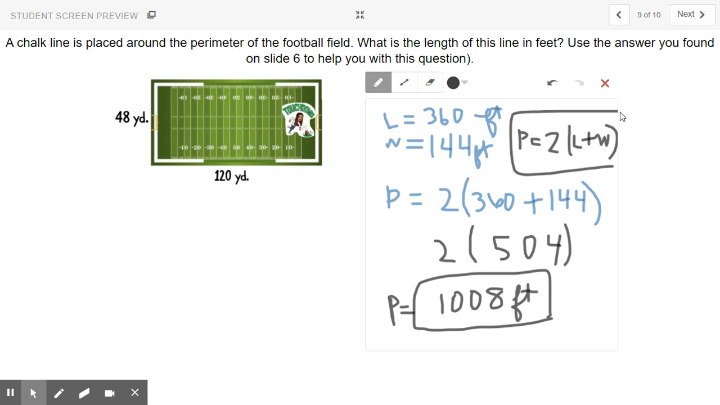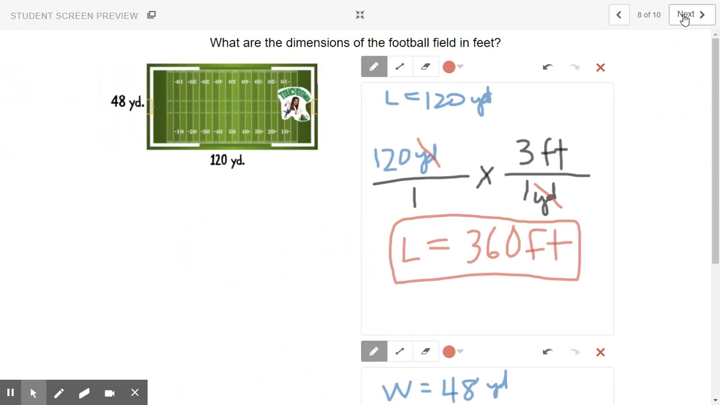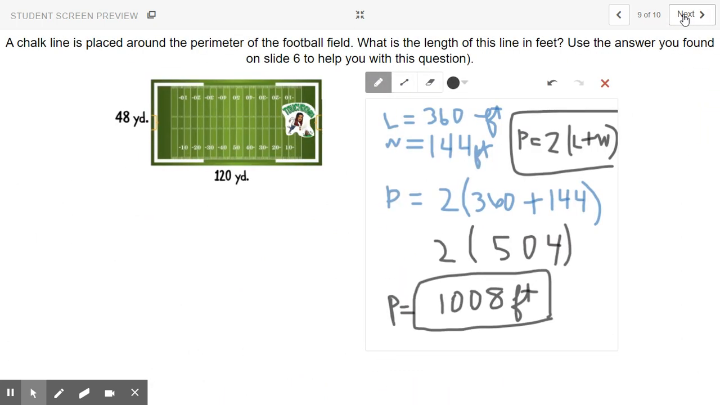They do want you to use feet, so I had to use 360 plus 144, the information we found on slide 8, 360 plus 144, which equals 504. And when I double that, it's 1,008 feet. So that's how much chalk line we would have to use for this football field.